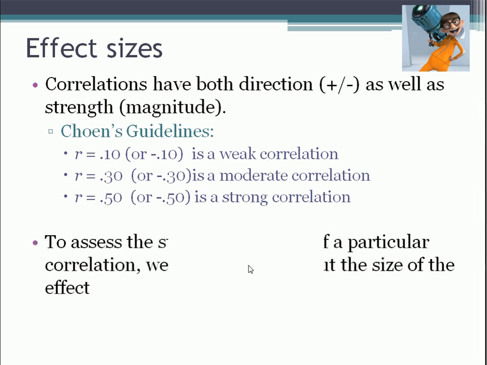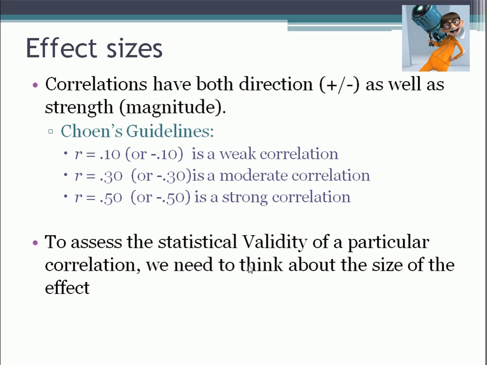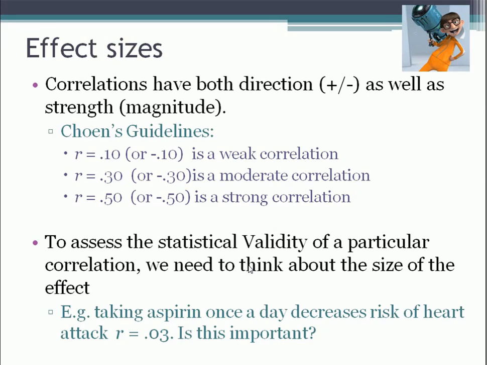Now, it's not just about the size of the effect. Remember we talked about effect sizes and power, right? The size of the effect here is the size of the correlation. As it gets closer to 1, that effect size gets larger. The correlation gets larger. Correlation is an effect size. But that's not the only thing we think about when we're assessing the statistical validity of a correlation, right?